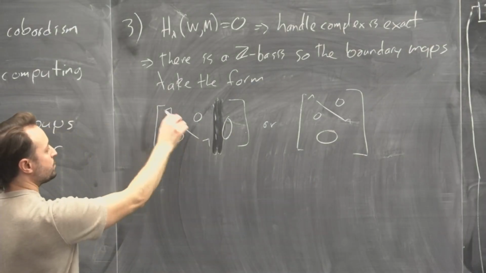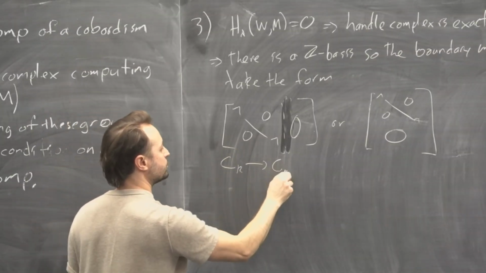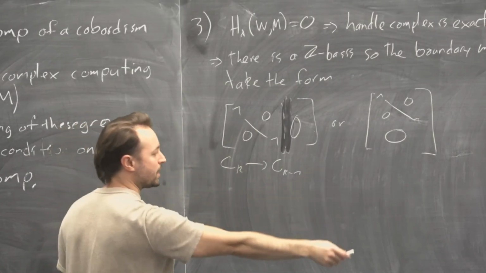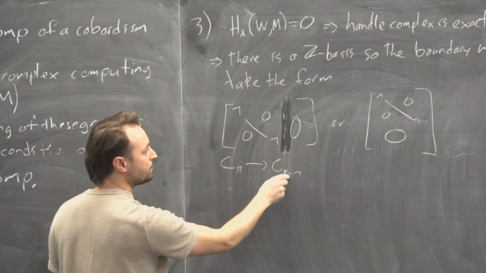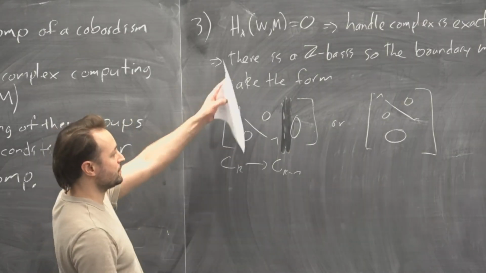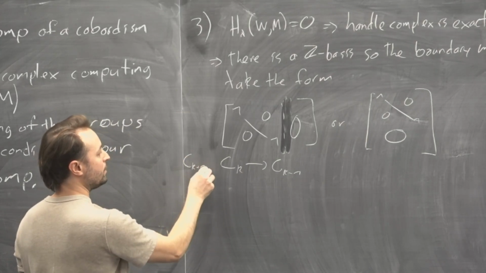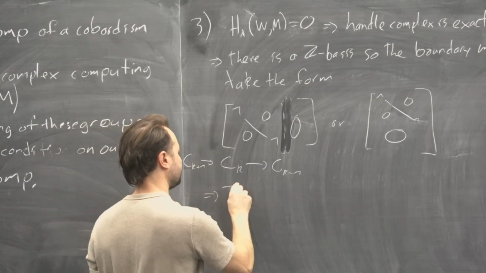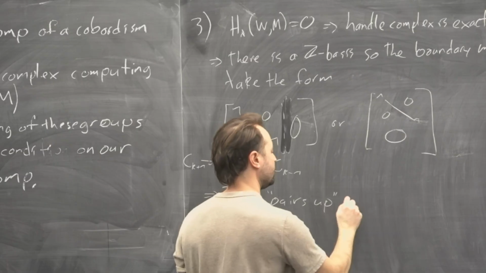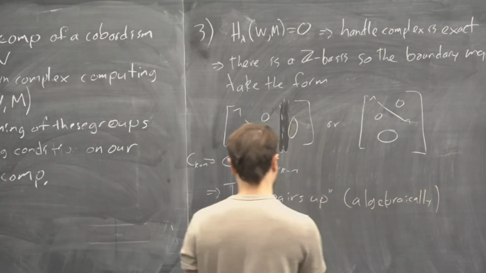So these 1s, if this is the boundary operator going from the k chain group to the k minus first chain group, this is saying that all of these k handles get paired up precisely with some k minus 1 handle, and then all of the k handles coming from over here, those just all go to 0. Exactness means that going to 0, I had to come from something in k plus 1. And so this pairs up algebraically all of our handles.